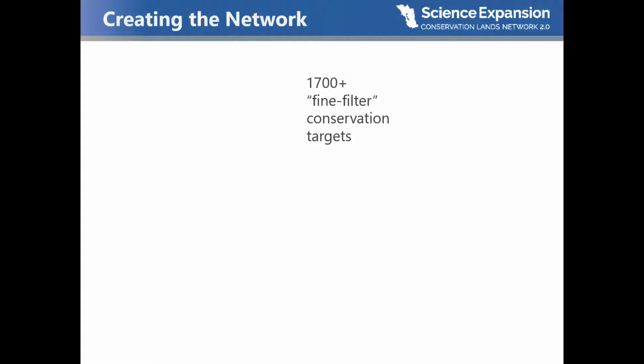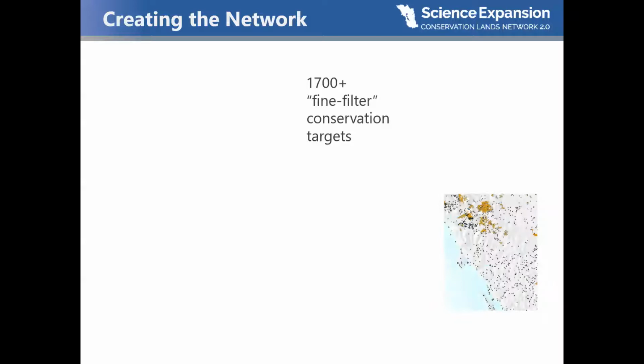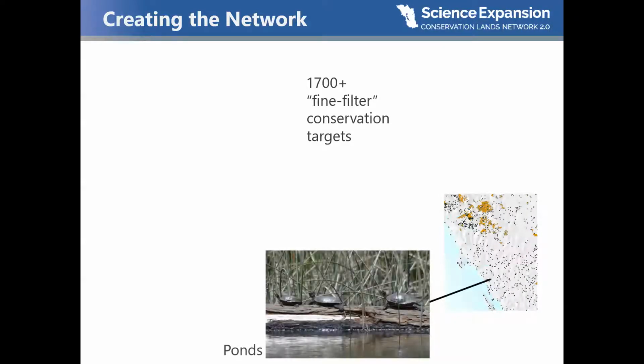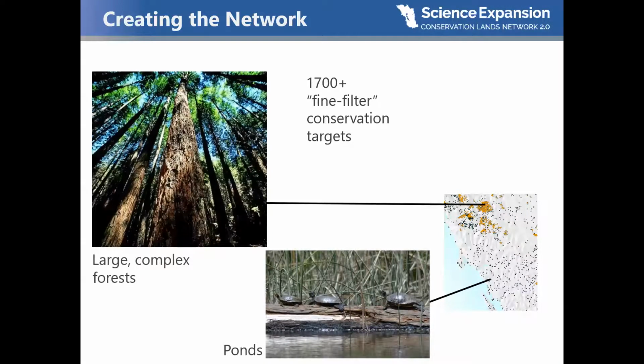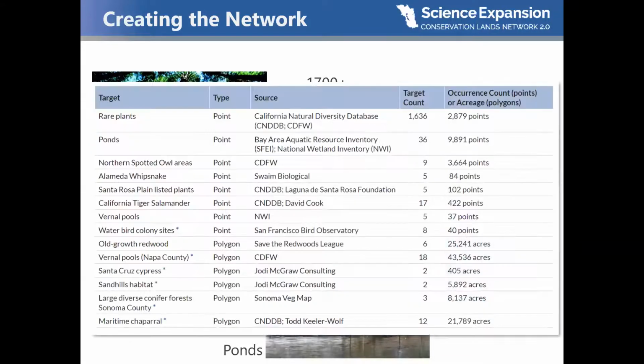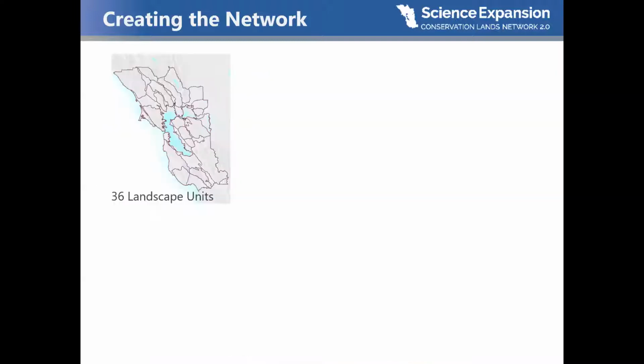So those were the coarse filter vegetation types. And then we have our fine filter. Some examples of those are, we go out and find actual pond dots, pond points. And we can also use other data sources to map large complex forests. These are just two examples of our fine filter targets. I won't go through the list, but there are a lot of different data sets that we pull in as fine filter targets to try to capture all of the different types of biodiversity we have in the Bay Area.